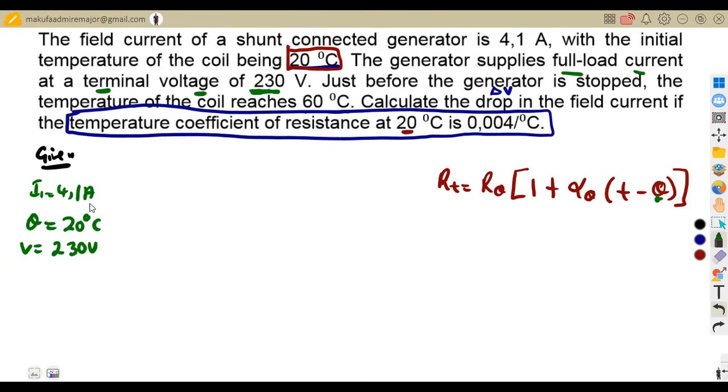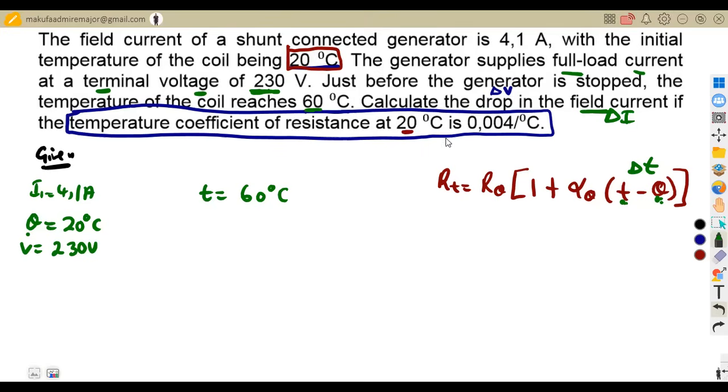Remember, we are focusing on the resistance at the initial temperature. So with the voltage that we have, we are going to calculate the resistance. But we are given that later on the temperature increased to 60 degrees Celsius. So this is T, the final temperature. Remember, here we're talking about change in temperature, final minus initial. So T representing our final temperature is 60 degrees Celsius. Calculate the drop in the field current. We need to calculate the change in the field current that we are going to have. We shall see that one.